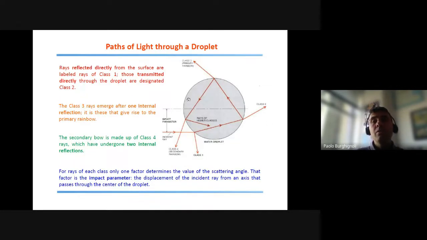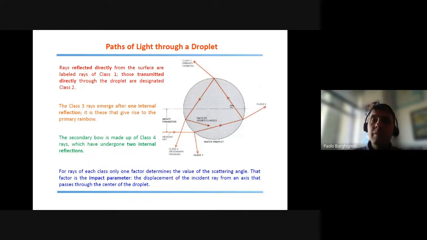Here you can see what happens exactly when a ray impinges onto a water droplet. Consider a single incident ray coming onto the droplet with a certain impact parameter. This ray, for example, is directly reflected from the raindrop, and so it does not enter. This ray that does not enter the droplet is classified as a class 1 ray. However, if you follow instead the refracted ray that enters the droplet, you have a second surface interaction here. The rays that go outside the droplet at this point are class 2 rays.